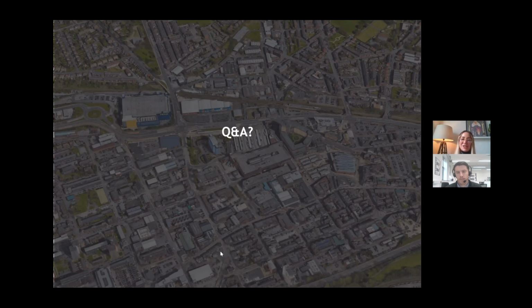Cycling is always an interesting one. We'd love to have cycling data in there, but the problem is with people cycling is that they can cycle either slowly or relatively fast.